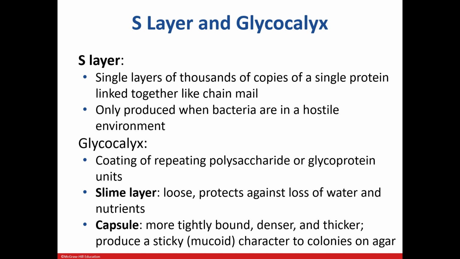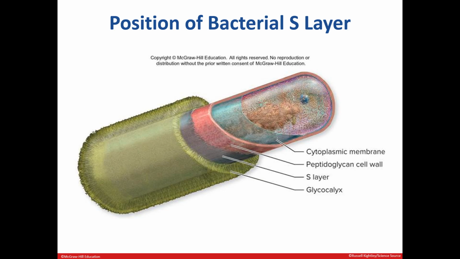A capsule is more organized, and whenever a capsule-producing bacterium is grown on agar, it has a mucus, sticky-like appearance. These capsules help a bacterium to not only attach to tissues, but also to get away from our immune system cells. Here you can see both the S layer and the glycocalyx.